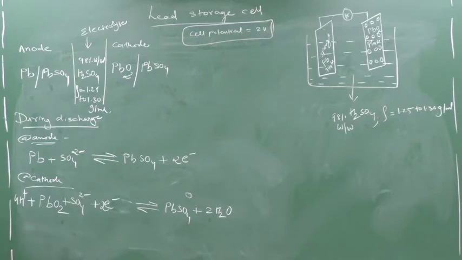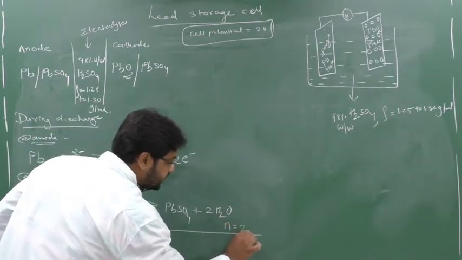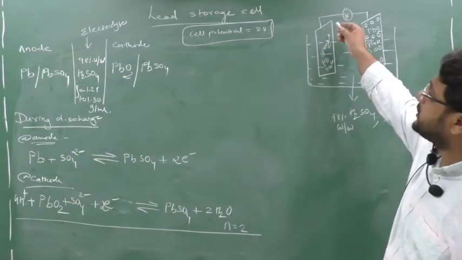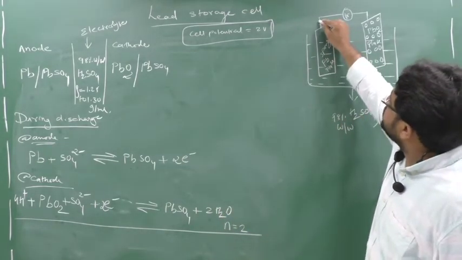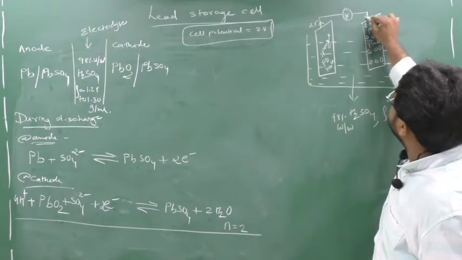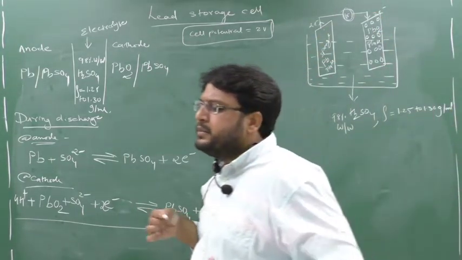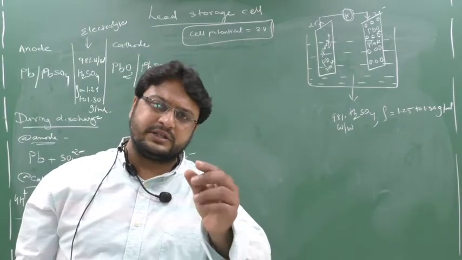Clear? So what is the net transfer of electrons? The net transfer of electrons is 2. Whenever I put any load, the transfer of electrons goes from where to where? Anode to cathode. So from here electrons will come out and go here. In between, if I put any load, here I put a galvanometer, but instead of a galvanometer you can put any load, say a bulb, a horn, or a small LED.